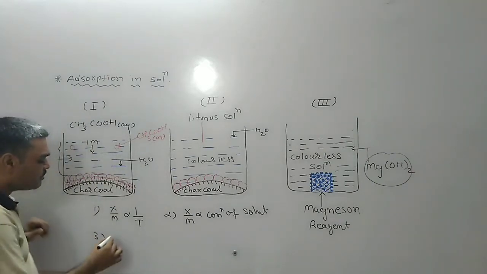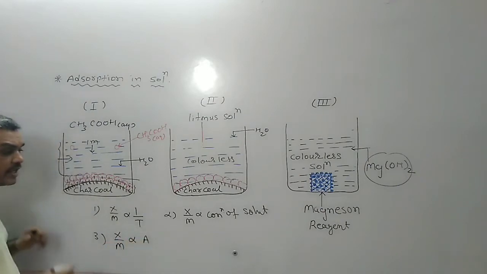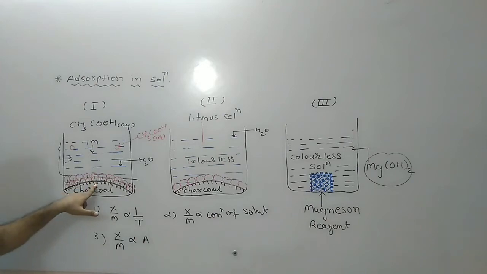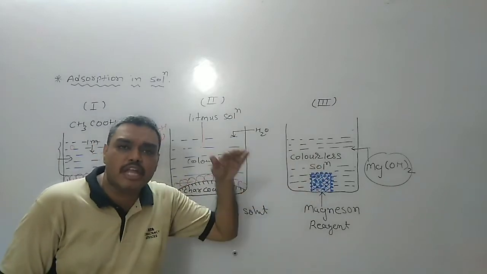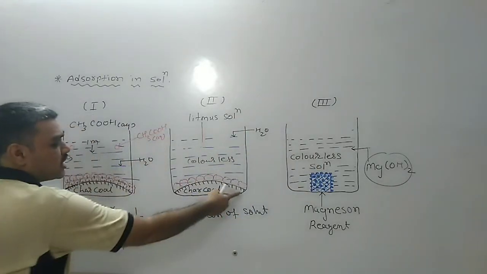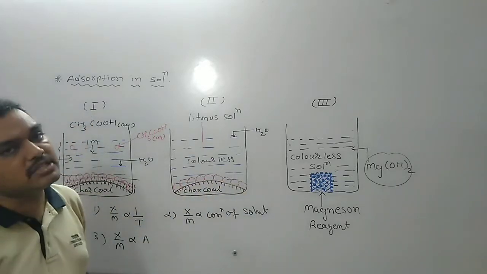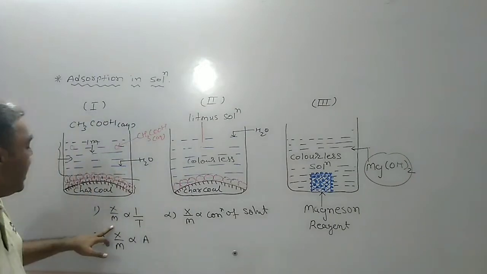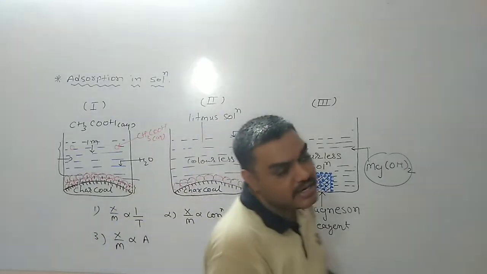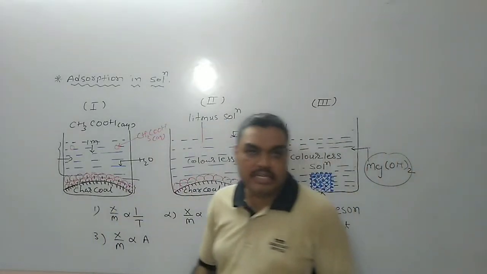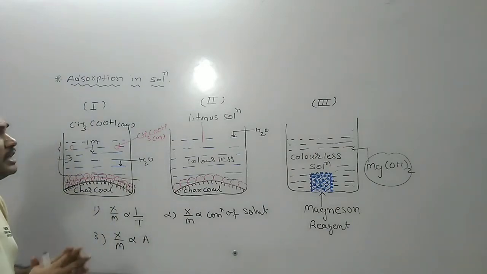The third thing you will find is that x by m adsorption in solution is directly proportional to surface area. Suppose I take a piece of coal like this magnesium reagent, then adsorption takes place in less amount, but as the surface area increases, the adsorption on the surface also increases. So adsorption x by m is directly proportional to the area of the adsorbent. As the area of the adsorbent increases, adsorption increases, and its rate and magnitude also increase.